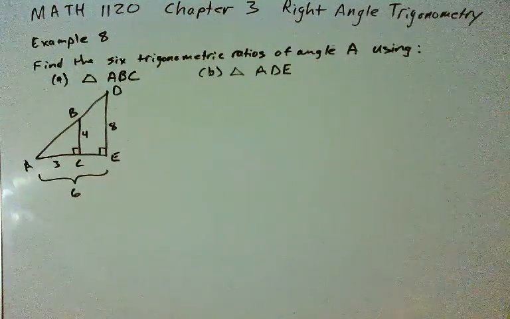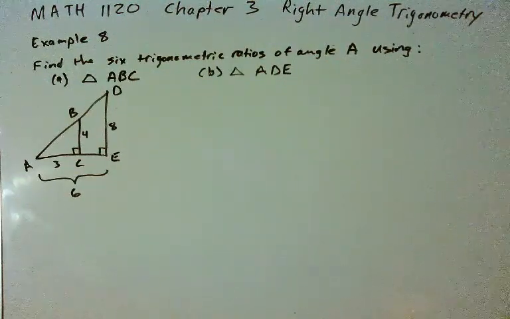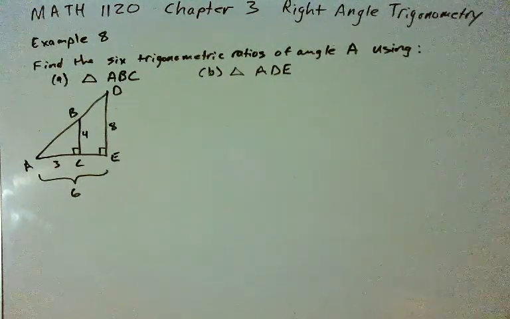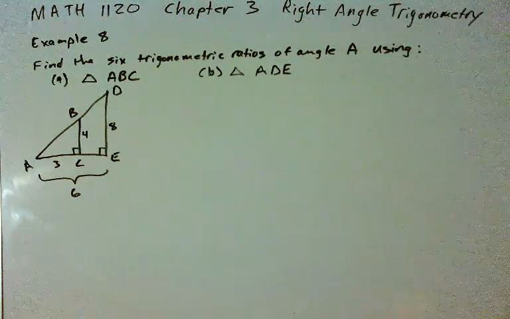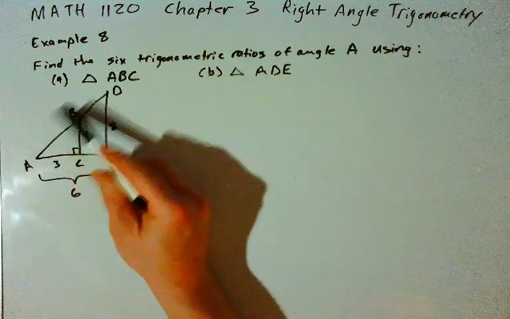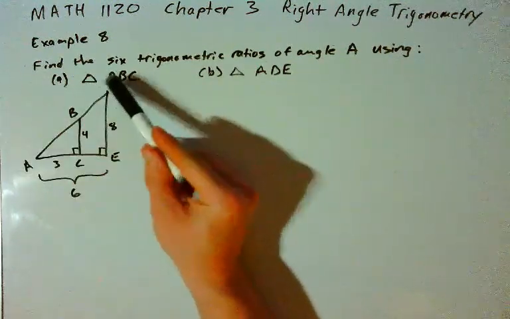This is example 8. It says find the 6 trigonometric ratios of angle A. Part A will use triangle ABC, and part B of this problem will use triangle ADE. Here are the triangles that we're looking at. We have triangle ABC, and we also have triangle ADE.